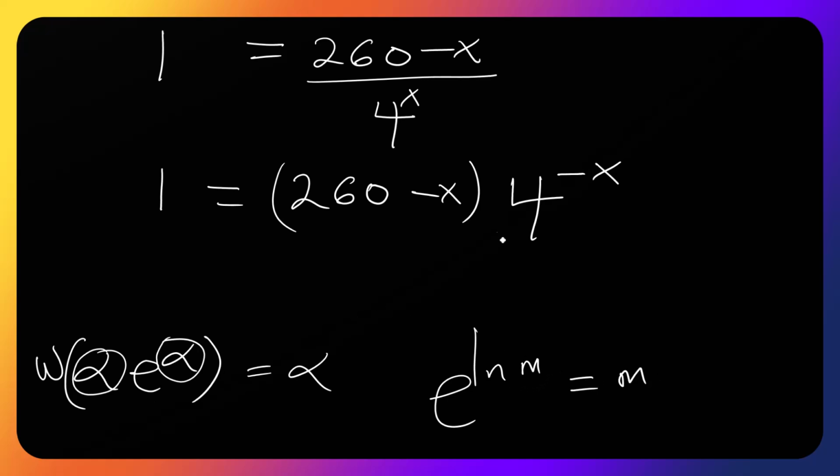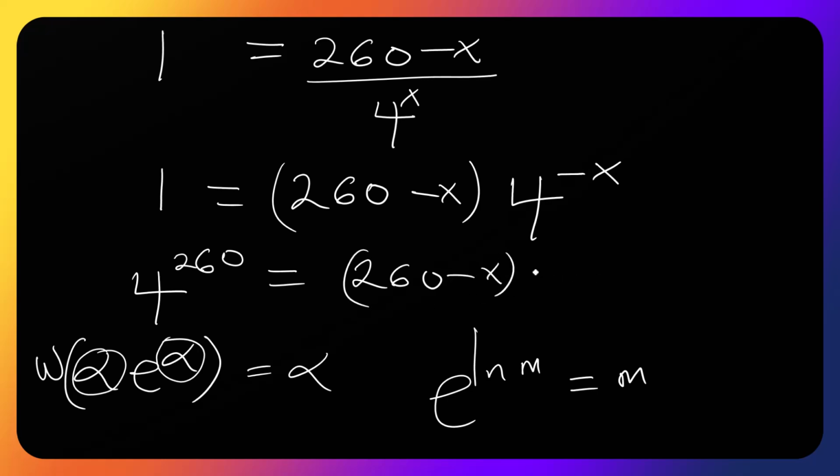So following this, let's make sure what is here and what is there are equal. So we want to make this side equal to this side. Now the best way is to multiply both sides by 4 to the power 260. Now the idea is very simple. If I multiply both sides by 4 to the power 260, that will be 260 minus x times 4 to the power minus x times 4 to the power 260.